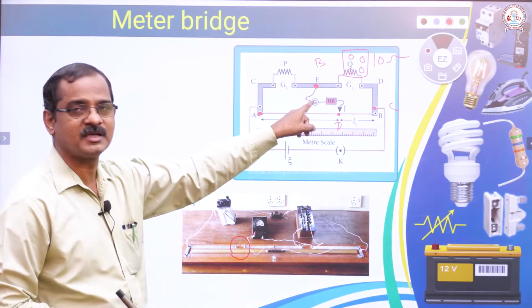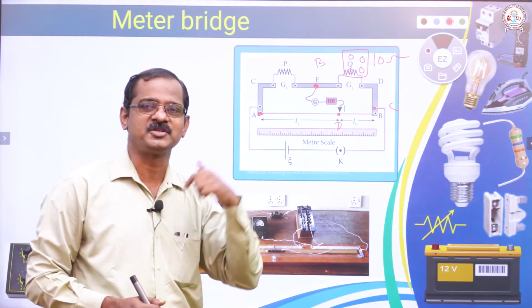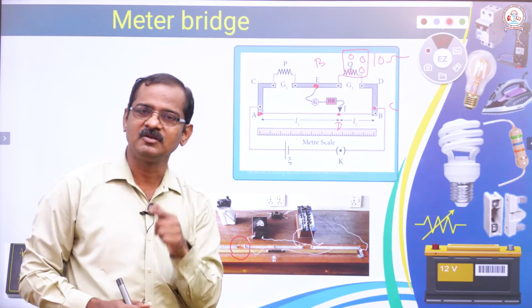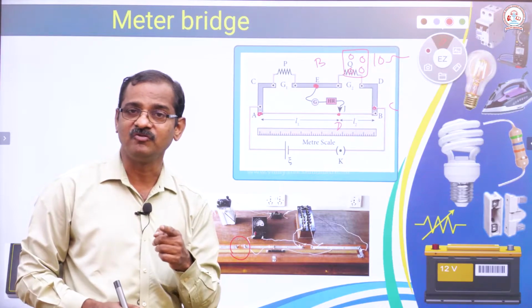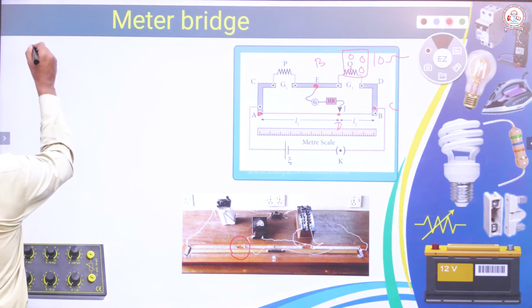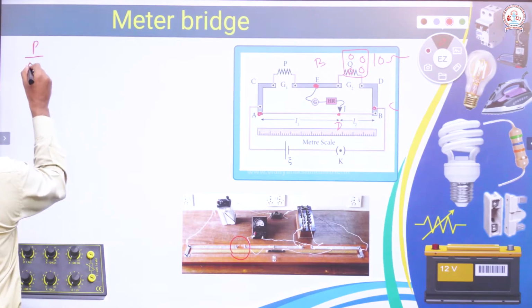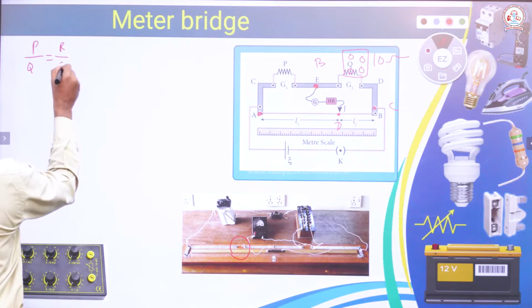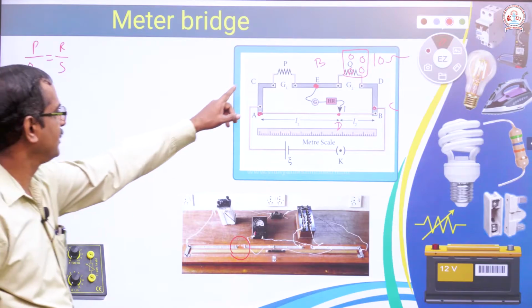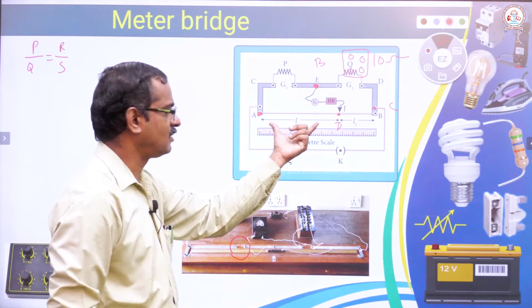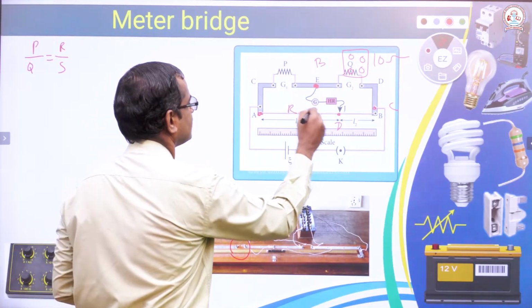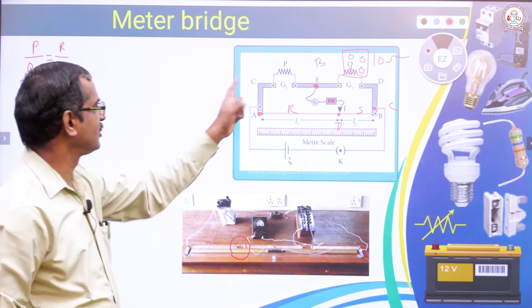When the galvanometer deflection becomes 0, recall the Wheatstone bridge condition, Ig equal to 0. When the galvanometer current is 0, only then we get the balancing equation P by Q equal to R by S. If we apply that equation here, P by Q is equal to R by S, where R and S are as shown.